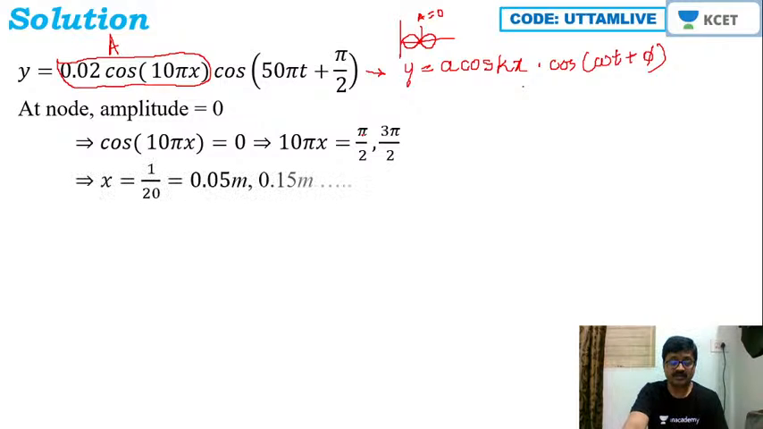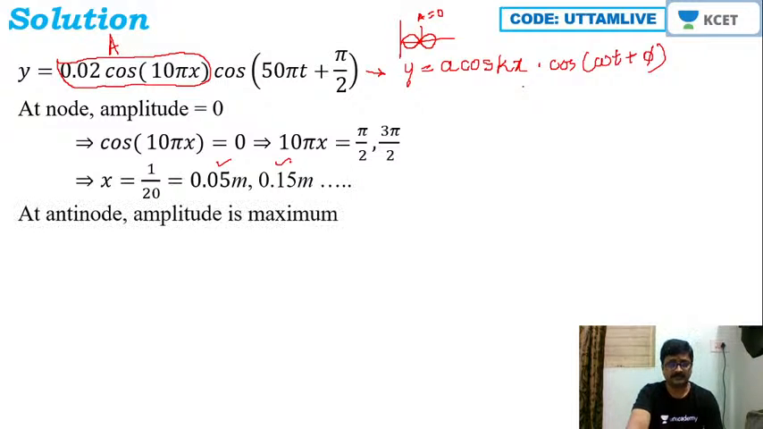Then therefore x can be written as 1 by 20, right? Because if you say that 10 pi x is equal to pi by 2, then you will get 1 by 20. If you put 10 pi x is equal to 3 pi by 2, will we not get it as 3 by 20, right? So 1 by 20 is 0.05, and 0.15 meter is obviously 3 by 20. So likewise we have n number of values that we can get here, right?